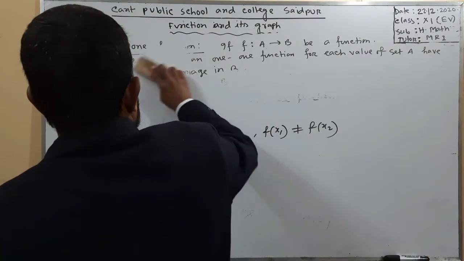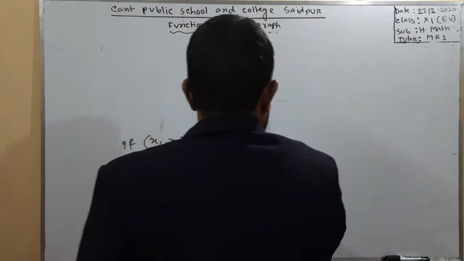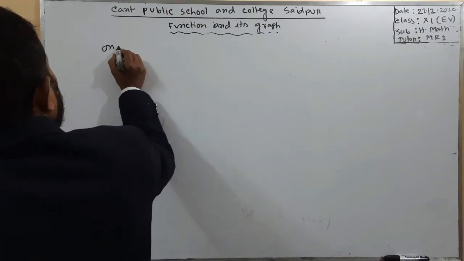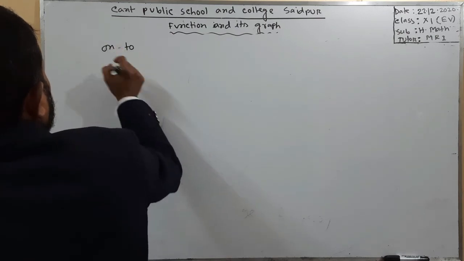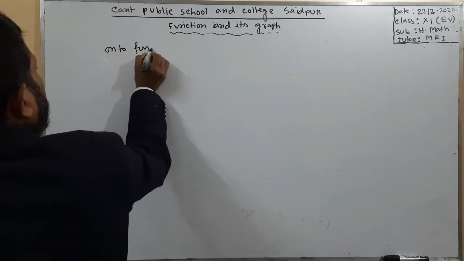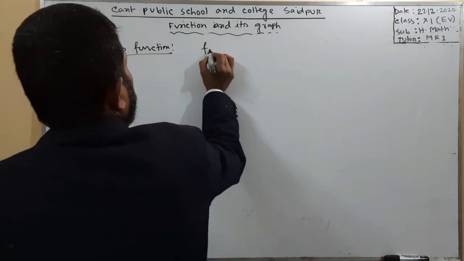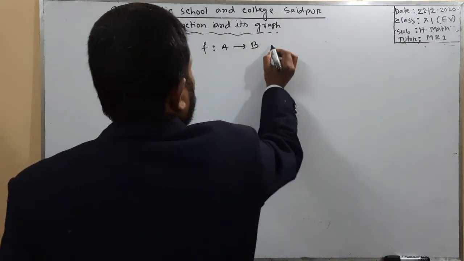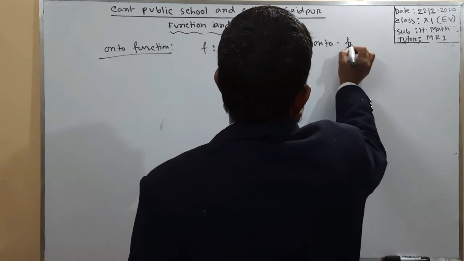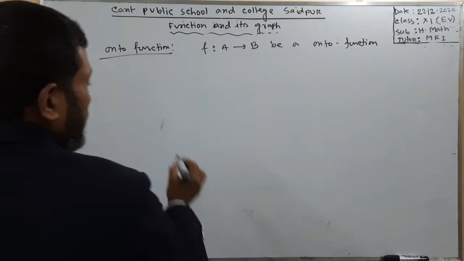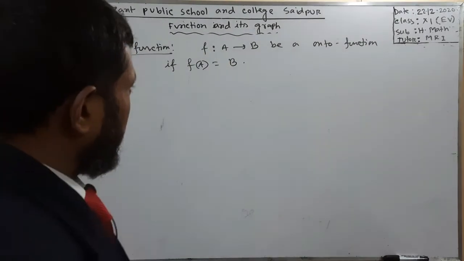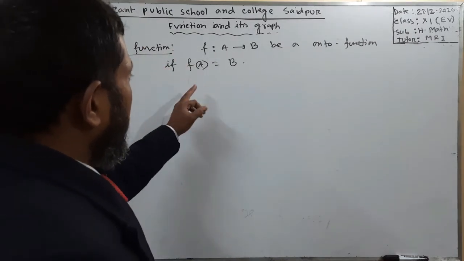Now onto function. Let f from A to B be an onto function if f of A is equal to B. That is, the range of this function is equal to the codomain.